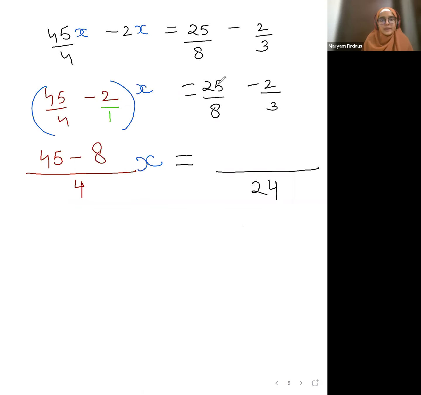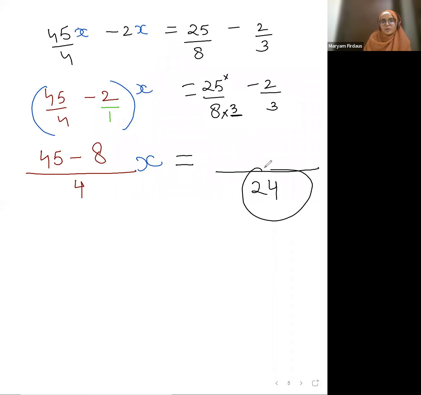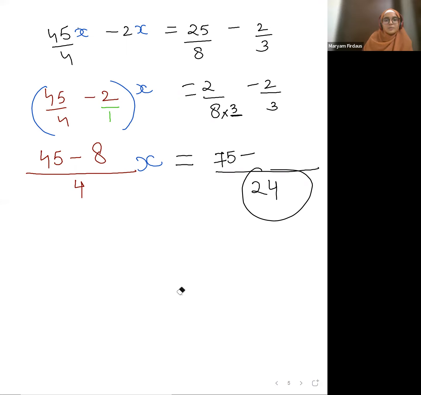In order to make this whole fraction in such a way that the denominator is 24, we multiply both the denominator and the numerator by the same number. By which number should we multiply both the denominator and numerator? 8 multiplied by what will give you 24? 3. Yeah, 8 3s are 24. So 25 3s are 75. Then the next fraction: 3 multiplied by what will give you 24?